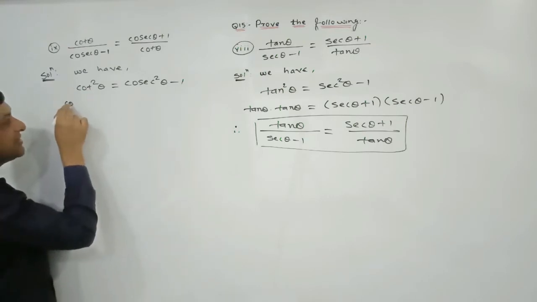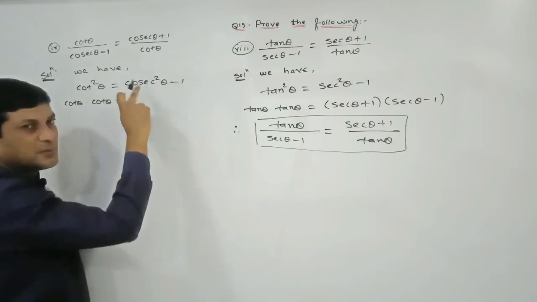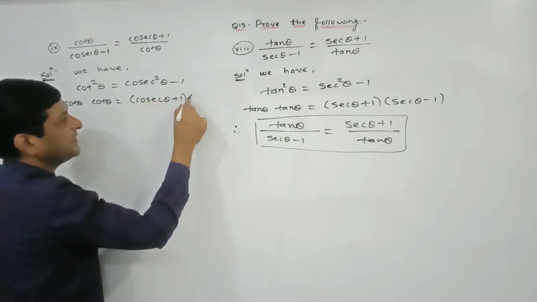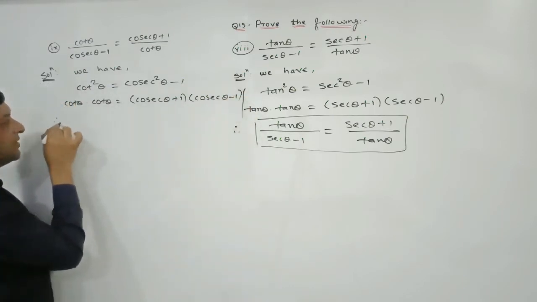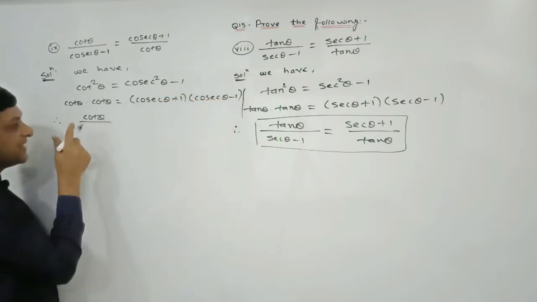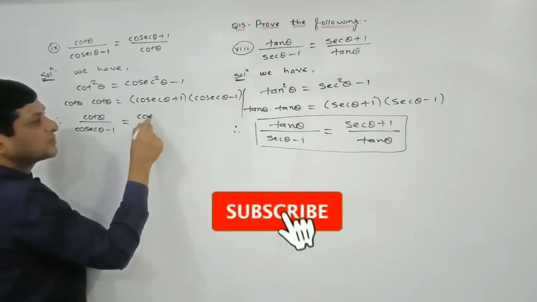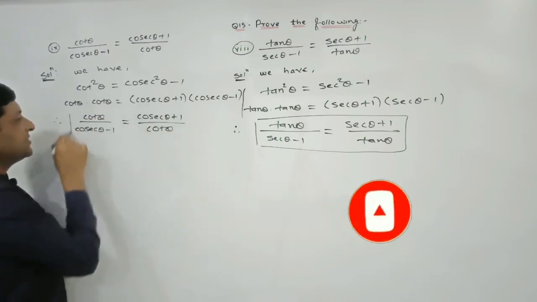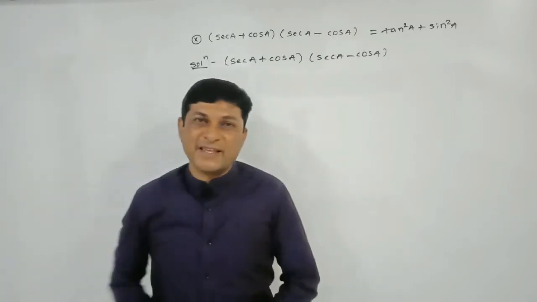This cot square can be written as cot theta into cot theta, and the terms on this side are in the form of a square minus b square. So its factor is a plus b into a minus b. Therefore on this side cot theta, keep it as it is, this term is multiplied, on this side it will get divided, so that is cosec theta minus 1 is equal to, on this side cosec theta plus 1, keep it as it is, divided by what? Cot theta. So in this way we have shown that the left hand side is equal to what? Right hand side.